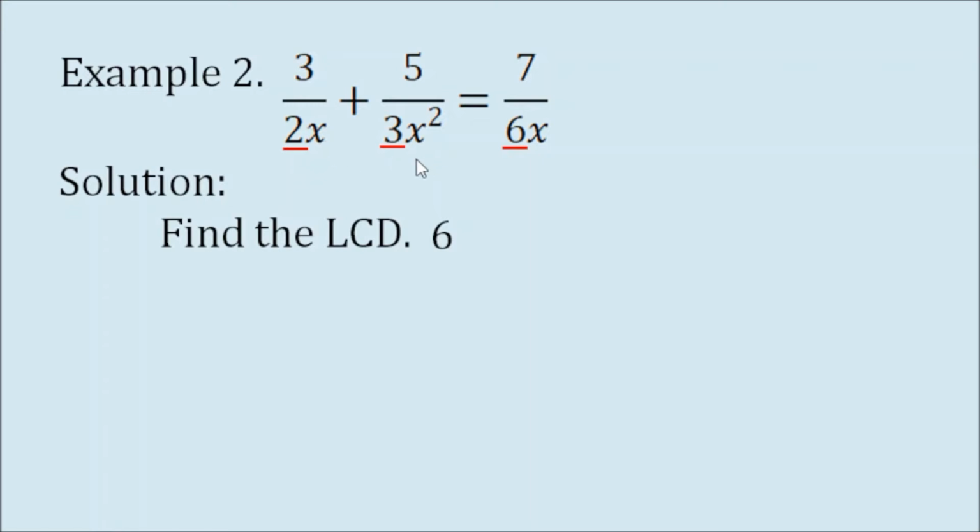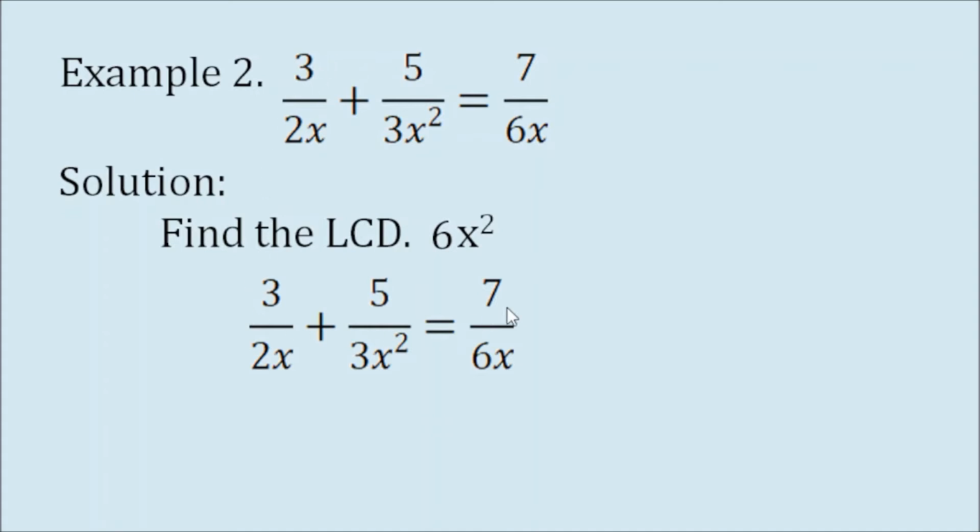And between x squared and x, our LCD is x squared. Now we are going to multiply our equation by the LCD. So 6x squared times 3 over 2x equals 9x. Why? Because 6x squared divided by 2x is 3x. Times 3 is 9.